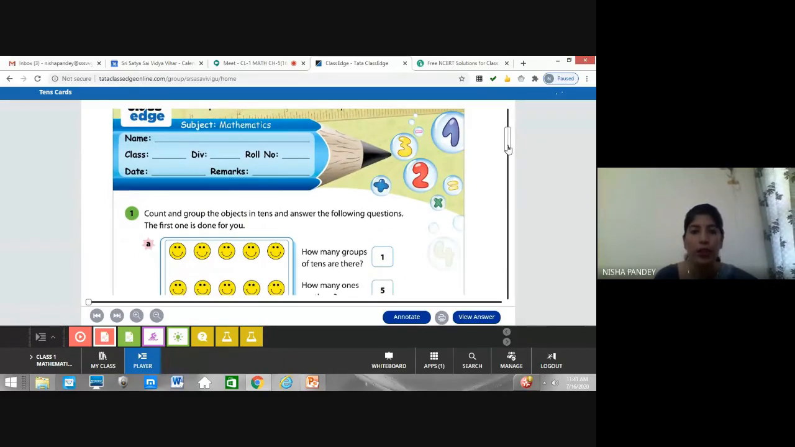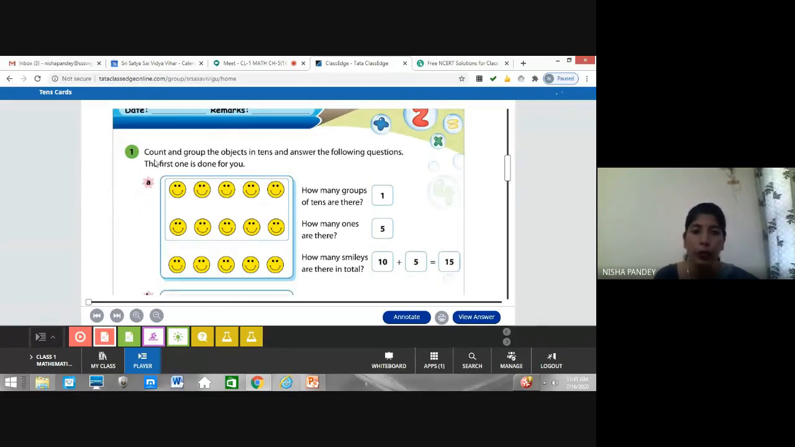So we have some worksheet based on grouping 10. Let's see. The first question goes like this. Count and group the objects in tens and answer the following questions. The first one is done for you. So let's see what has been done for us.